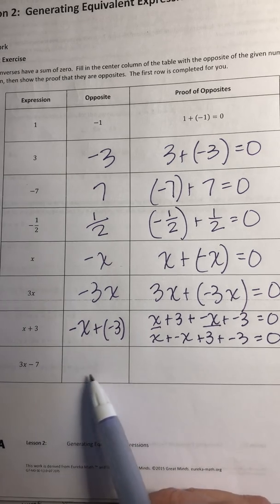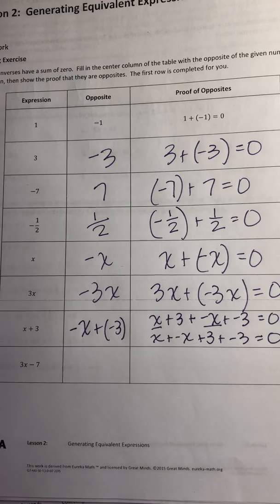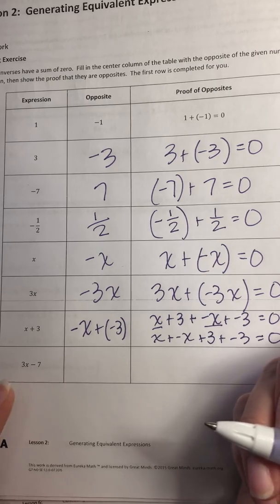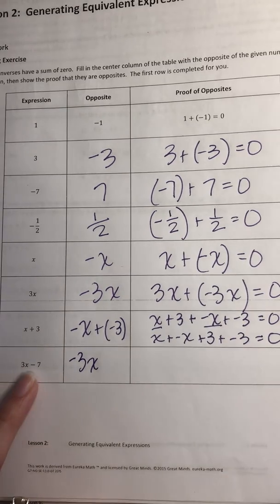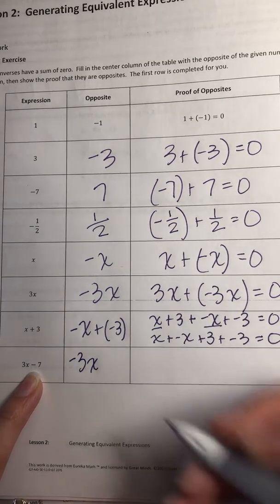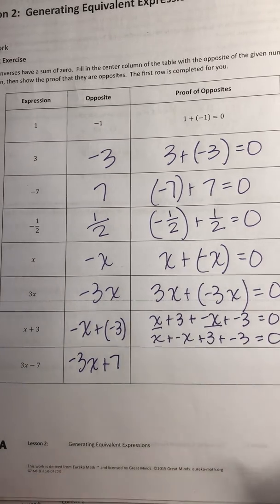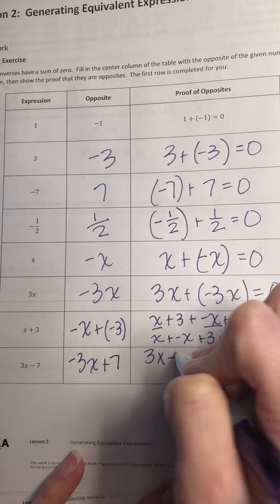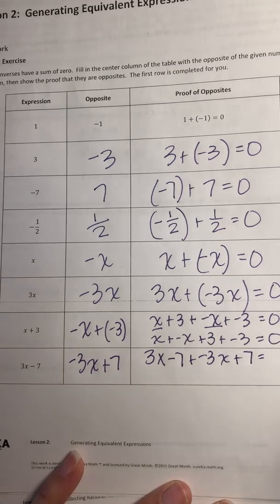Well, what if our expression gets a little more complex than that? 3x minus 7. What is the opposite of 3x minus 7? We'll take each term individually. What's the opposite of 3x? -3x. What's the opposite of minus 7? I would have to pair it with a plus 7. So to prove that they're opposites, we would add them together. 3x minus 7 plus -3x plus 7.